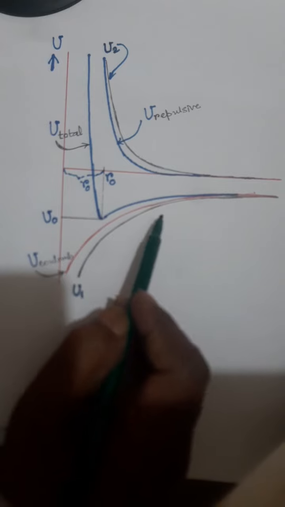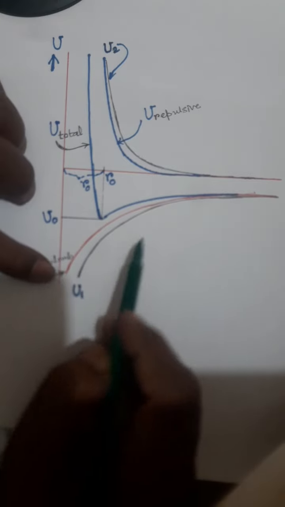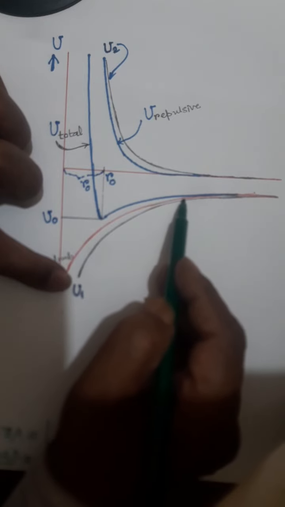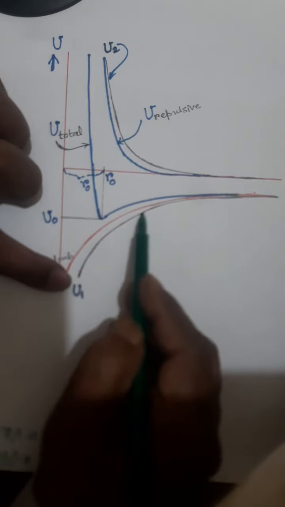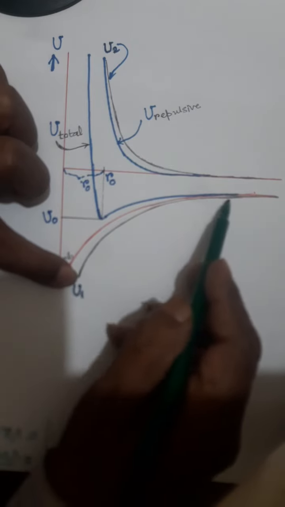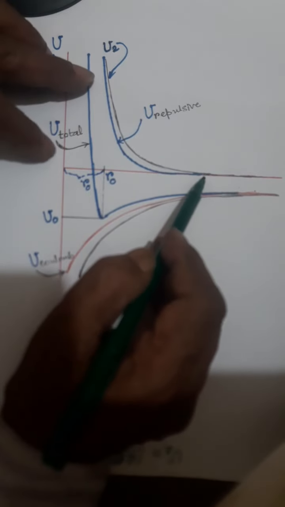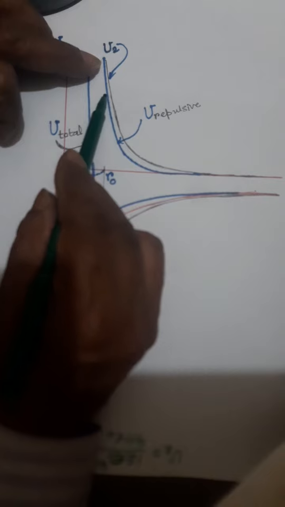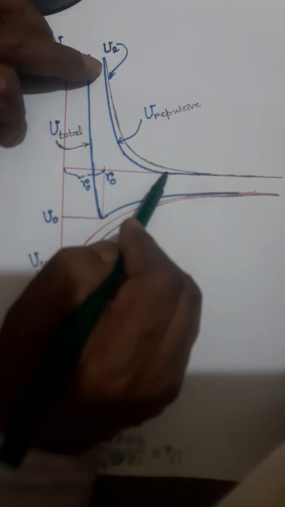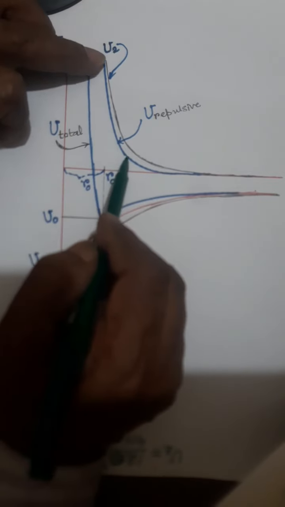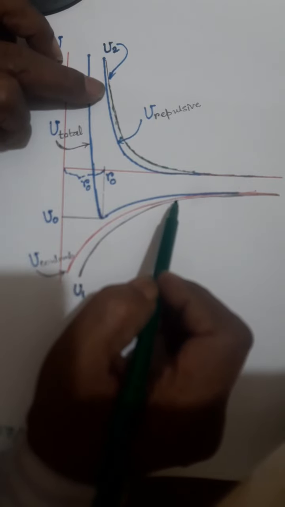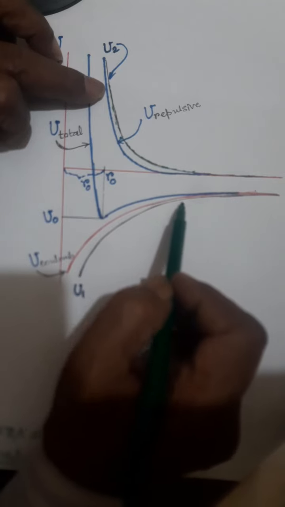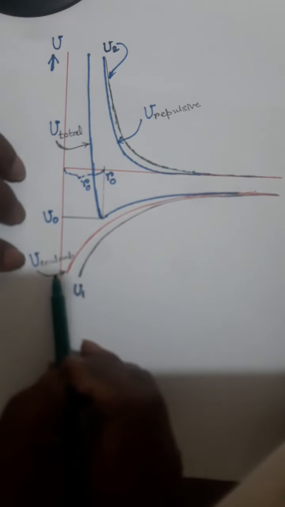Look at the potential energy curves. Here U1 is a negative energy, this is the U1 curve. U2, due to repulsion of the sodium ions, this is the U2 curve, and the total Coulomb energy U1 plus U2 is the red curve.